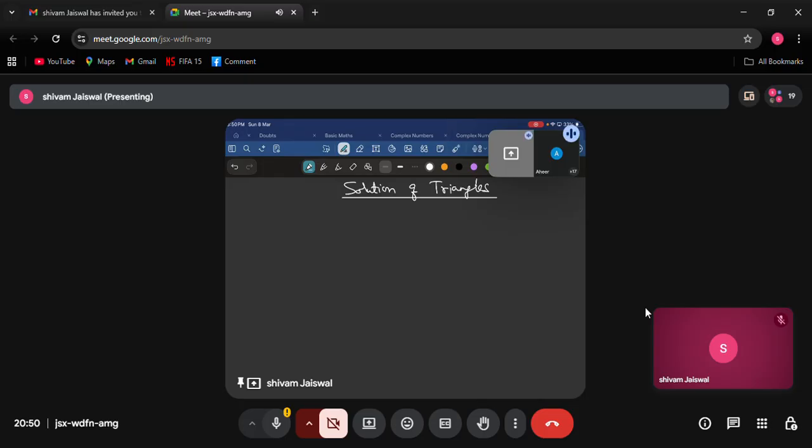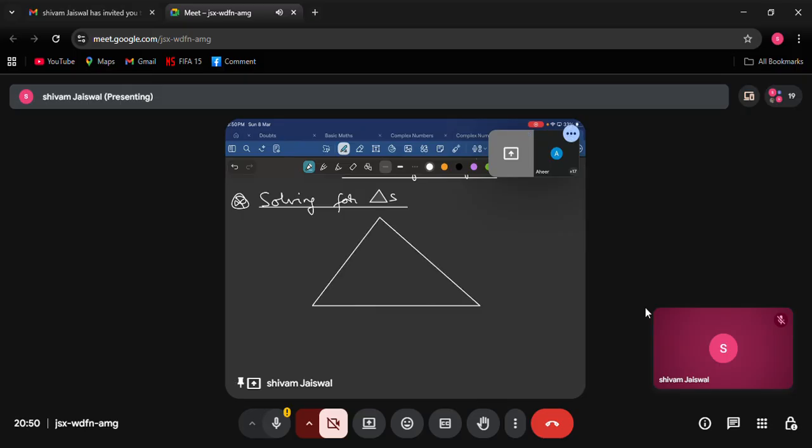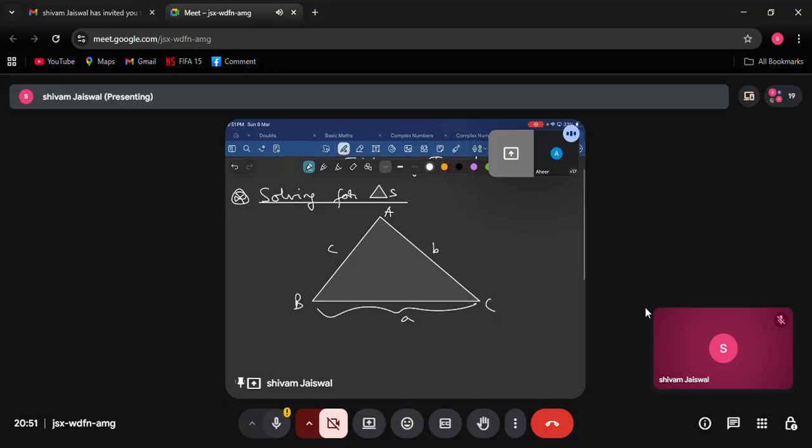Okay, solution of triangles. Solution of triangles means solving for triangles, which will mostly deal with finding the angles and sides of the triangle. So this is the standard way to denote any triangle: ABC, AC is b, BC is a. The standard way to denote any triangle. Okay, next.